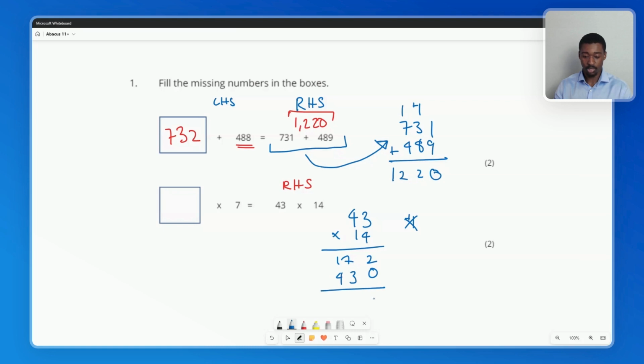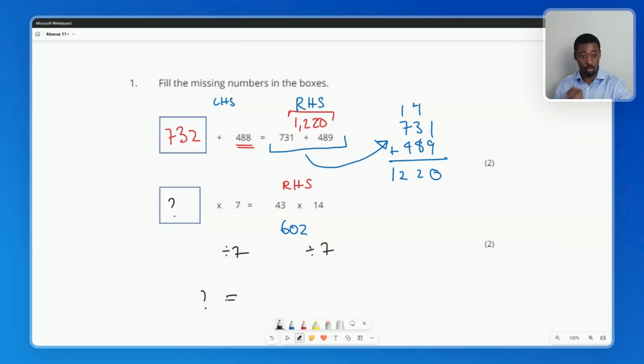So 2 plus 0, 2. 7 plus 3, 10. 2 plus 4, 6. So 602 on the right-hand side. So something times 7 is 602. We work out that something by, if we make it a bit more clear, dividing both sides by 7. This will leave us with question mark equals on its own, which is what we want. So 602 divided by 7. Let's do it.